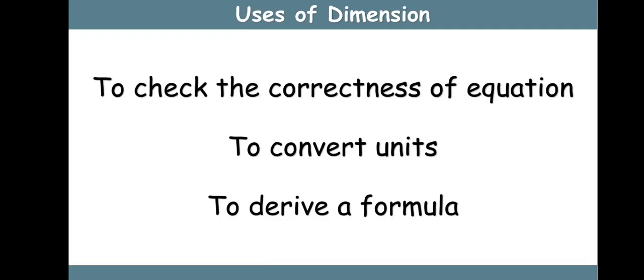There are so many dimensional formulas you can search on the internet. So what are the uses of dimensions? To check the correctness of an equation, to convert units, you can convert from SI units to CGS units, or CGS to SI units. We can also use dimensional formulas to derive a formula. If you derive any formula, you can use the dimensional formula for these quantities. So the first one is to check the correctness of an equation.